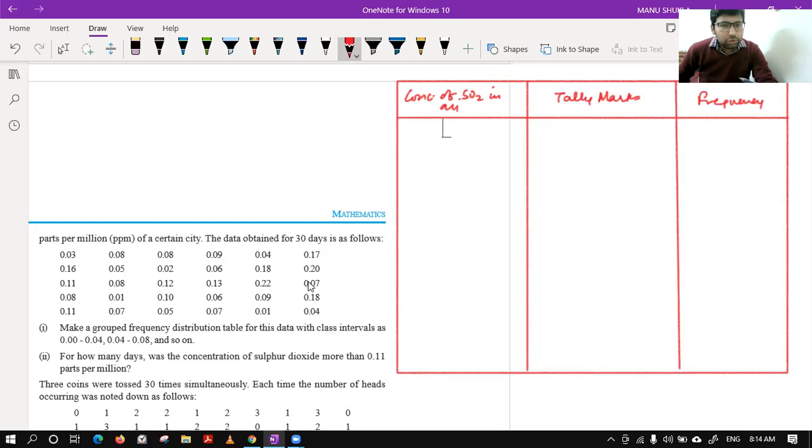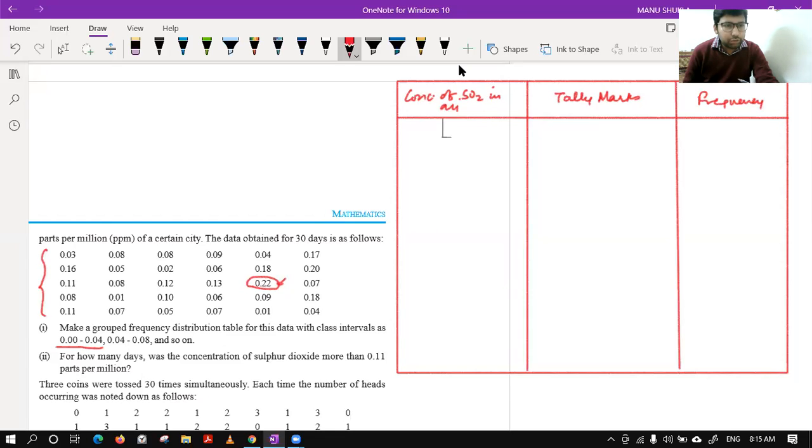So again, tell me what are the intervals that we have to take. They are saying make intervals like 0.0 to 0.04. So they are taking the width of 0.04 every time. Tell me what is the largest value in this given table. 0.22 is there. Please confirm. Okay, 0.22 is the last one. So we have to keep this in mind and end around this only.